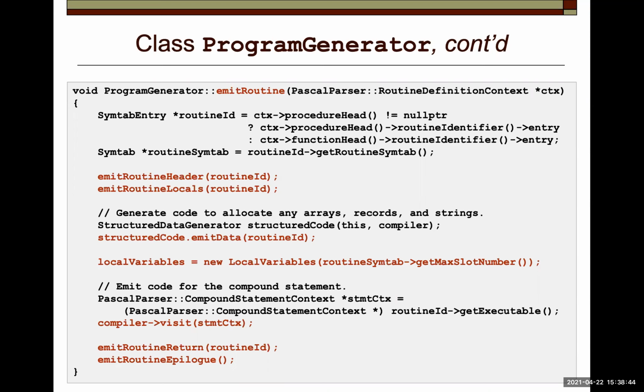That's a compound statement. You see it's compound statement context, and here I am visiting it, which then of course the various visit functions will emit code for that compound statement, and here I am emitting code for the return from the function. I'm emitting code for the epilogue of the function, which would be the .end method and whatever I need to do to finish off the code for a procedure or function. That will be the epilogue.